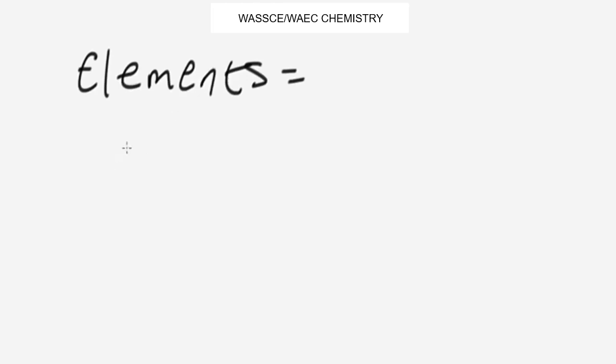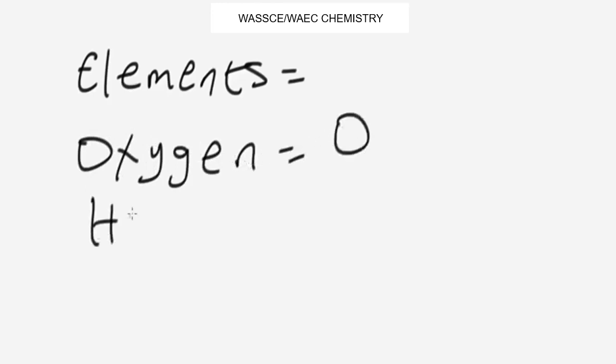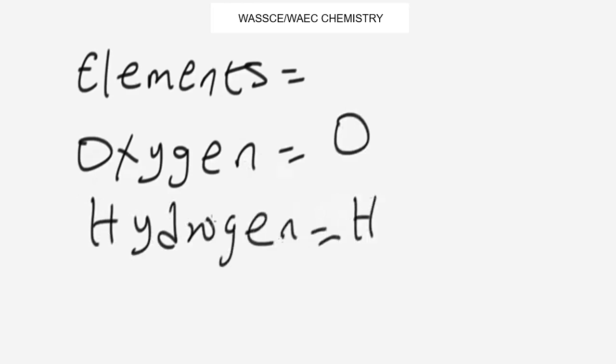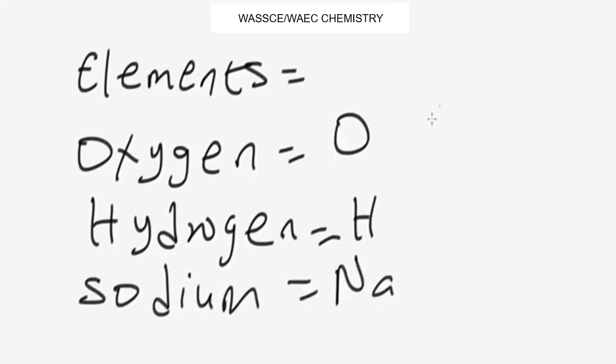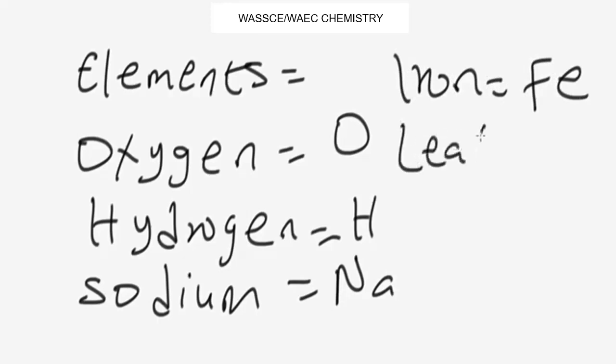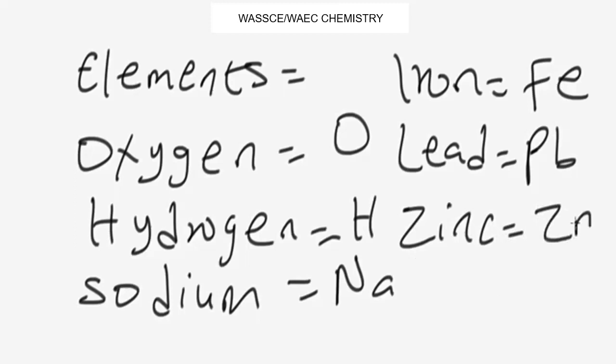For instance, oxygen has its chemical symbol to be O. Hydrogen has its chemical symbol to be H. Sodium has its chemical symbol to be this. Another example is iron has its chemical symbol to be this. Another example is lead has its chemical symbol to be this, Pb. Another example is zinc has its chemical symbol to be this.